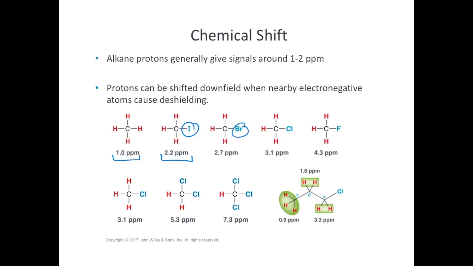If we add the more electronegative bromine atom, they shift to 2.7. If we add the even more electronegative chlorine, they shift downfield to 3.1. And if we add the most electronegative element on the periodic table, fluorine, then they show up at 4.3 ppm. So notice that the hydrogen signal shifted further downfield when an electronegative atom was attached. And that's because it is pulling electron density away from those red hydrogens, which essentially is deshielding it.